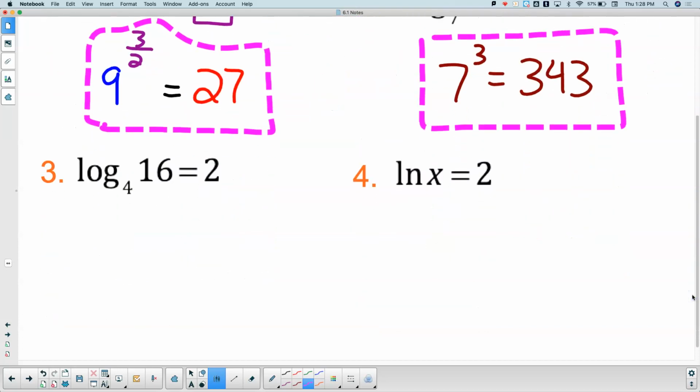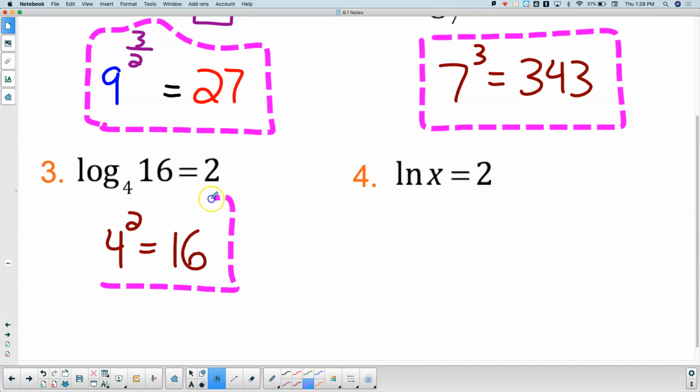Number 3. Somebody else give me the exponential form for number 3. Oh. 4 squared equals 16. 4 squared equals the greatest elementary school game ever. Not just 16. Football was the greatest elementary school game. 4 squared. I thought it was middle school.